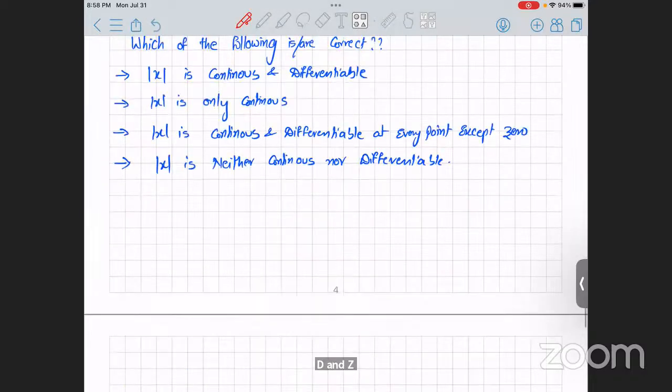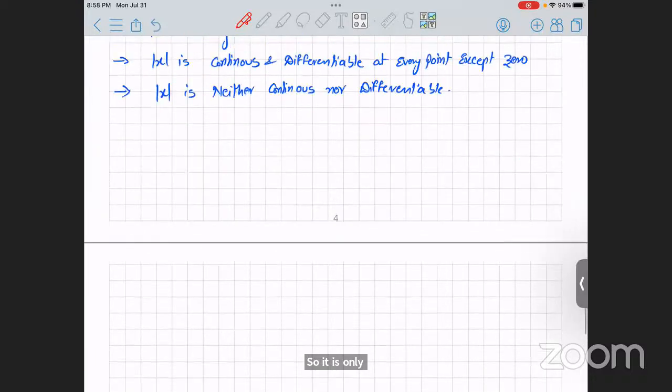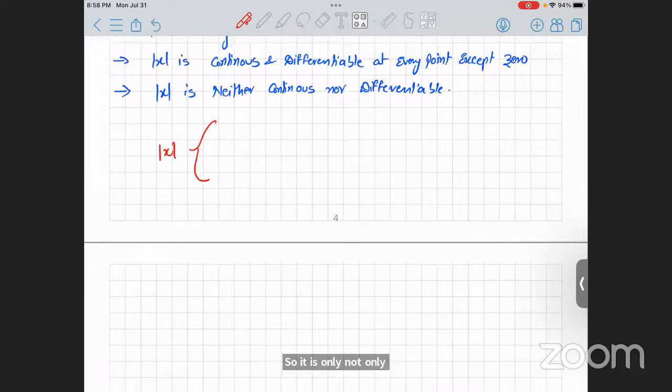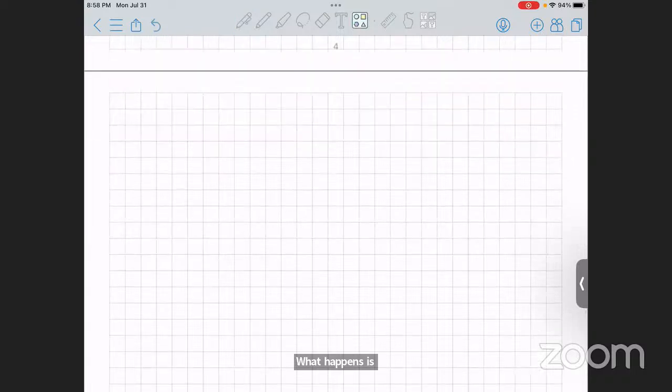First we will see what the mod x function is. Mod x function gives x when x is greater than or equal to 0. It will result in minus x when x is less than 0. Right? What happens is that we will draw a graph there, a V shaped graph.